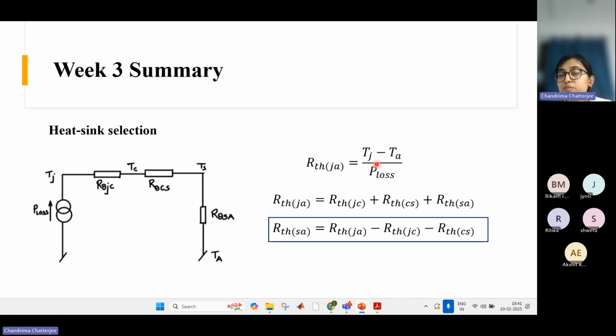If you want it to be 120 degree, it will not be 120 degree, it will be more than that if this R theta is more than your design value, okay? So whatever heat sink you will choose, the thermal resistance of that heat sink should always be lower than this calculated R sink to ambient, okay? So that's how you can select the heat sink for your device.